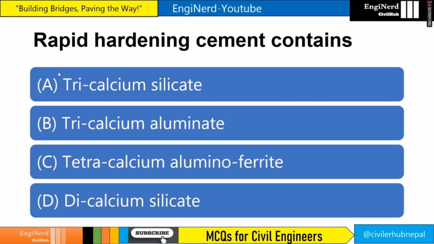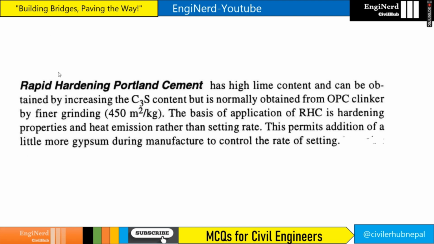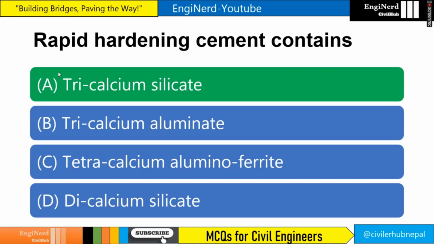Rapid hardening cement contains what? Tricalcium silicate, right? So answer is tricalcium silicate.